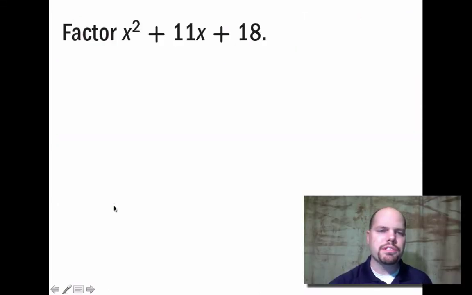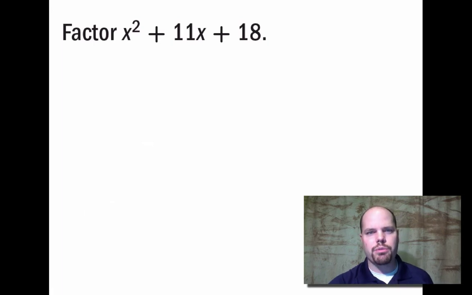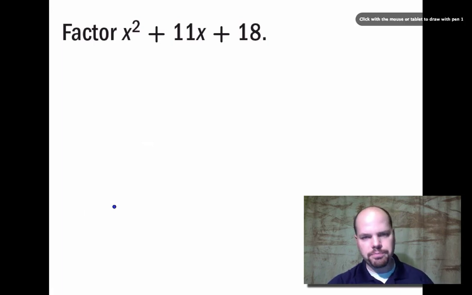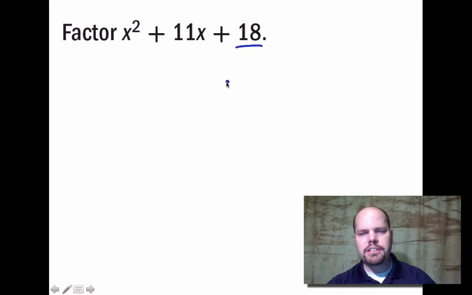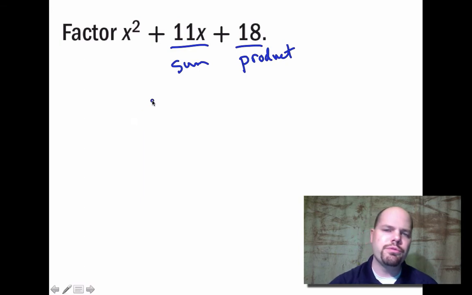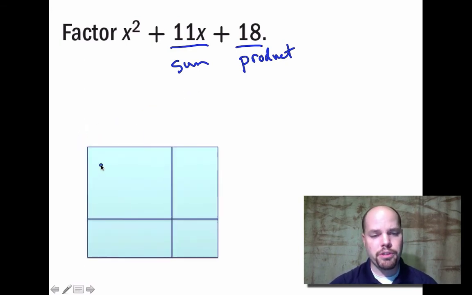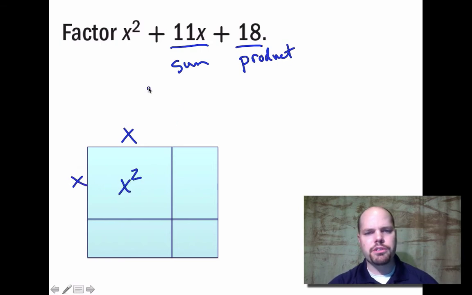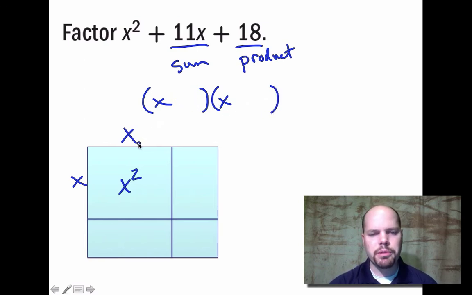So let's try a handful of examples and see if you can get this. Okay, so factor x squared plus 11x plus 18. What we want to do is look at 18. That's going to be a product of two numbers, and 11x is going to be the sum of two factors of 18. So what you can do is make a factor box to try and factor this. We know it's going to be an x and an x to get x squared, so I know the first term in each of the binomials. Okay, and I have a positive 18 and they add up to a positive 11x, so I know it's going to be plus and plus.